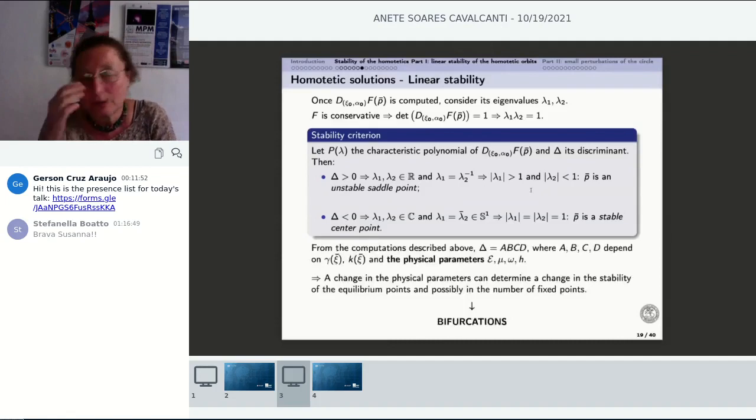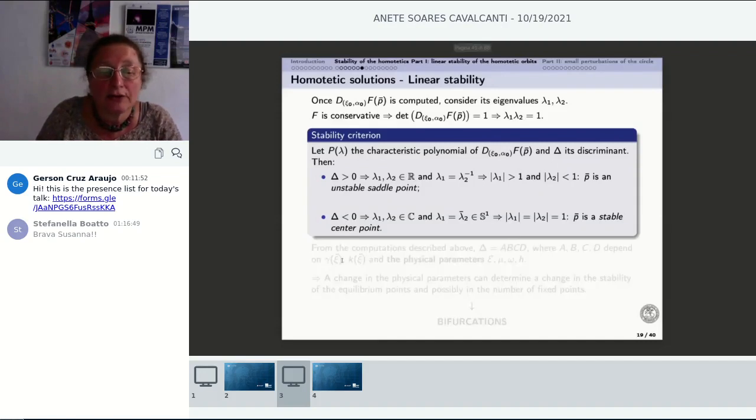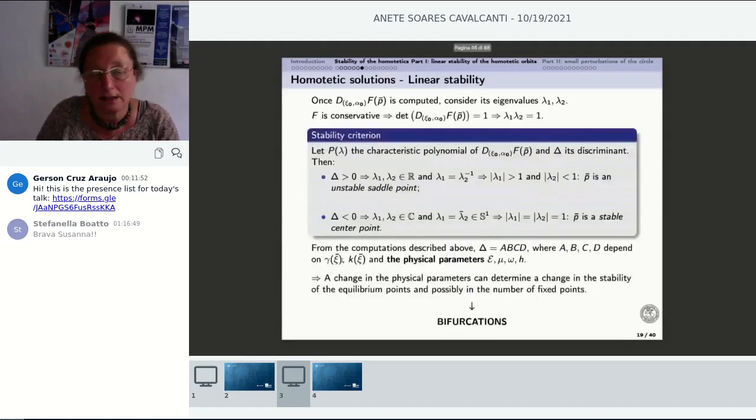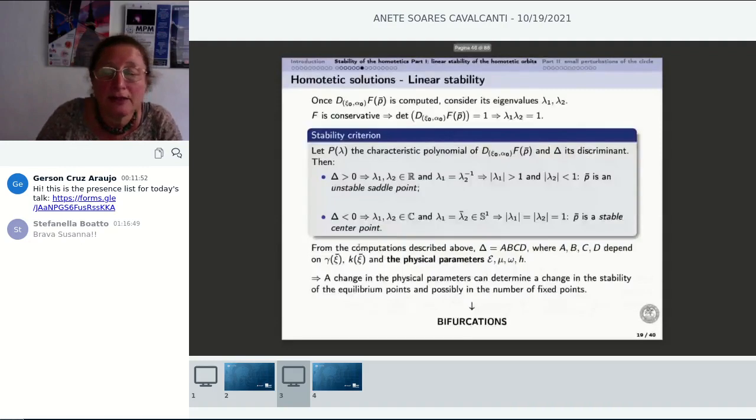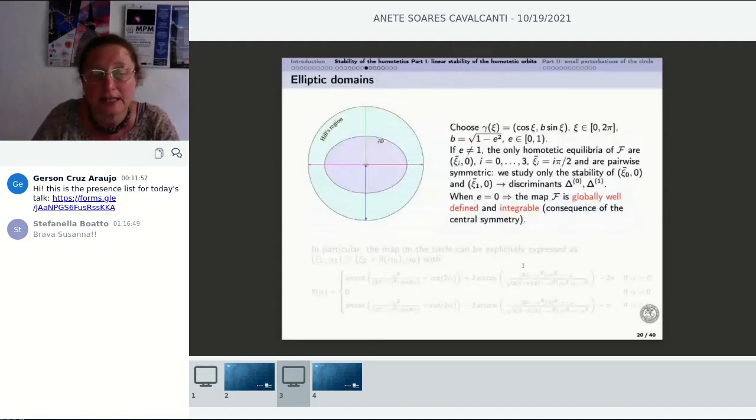Okay. So what happens is that with some patience, we can write this discriminant as the product of terms which are functions of the distance from the center of the configuration xi, the homothetic configuration, the curvature at the point, and the physical parameters E, mu, omega, and h. And one can see that, in fact, there might be bifurcations. There are different regimes.